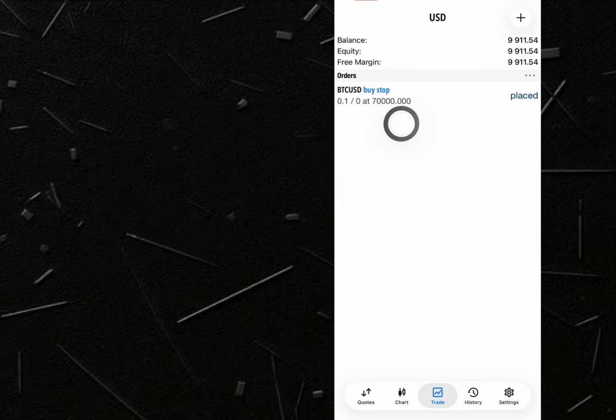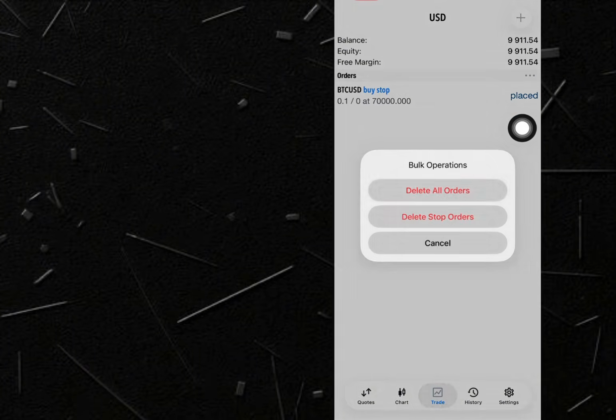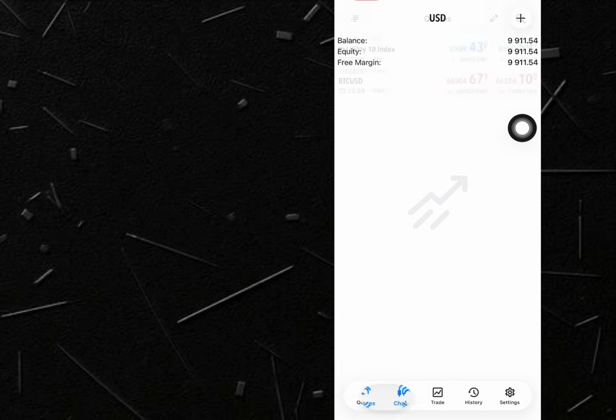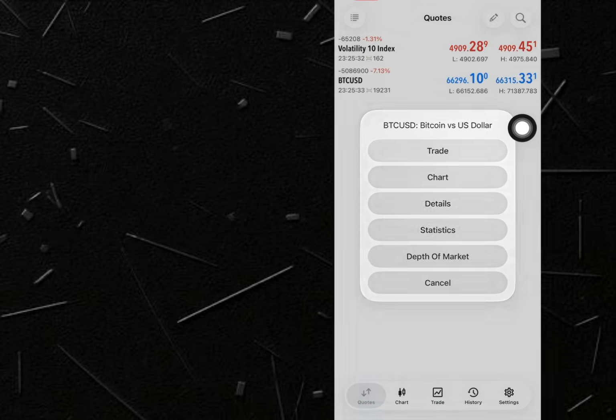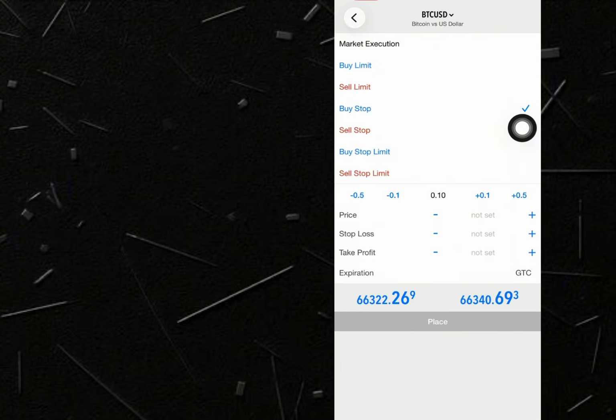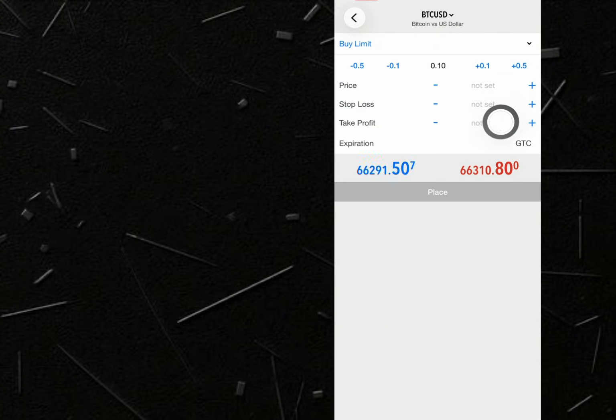Now you might want to ask, what if the price fails to reach here? You can easily come to these three dots here and delete. Okay, so you can easily do this for volatility indices or any pair. Go to trade, then you select buy limit, enter the price here, look at the stop loss, take profit, and you go ahead and place.